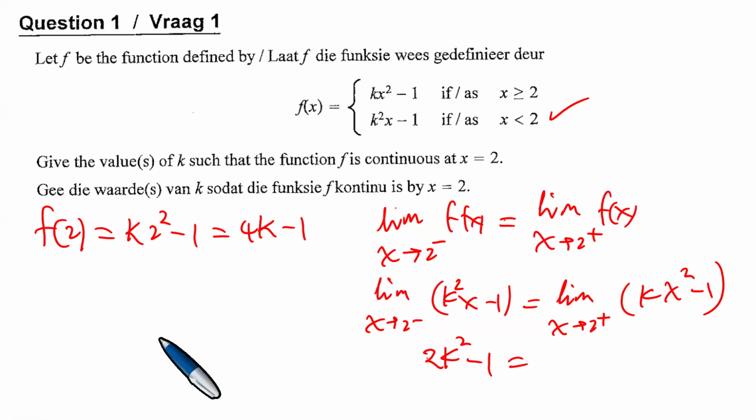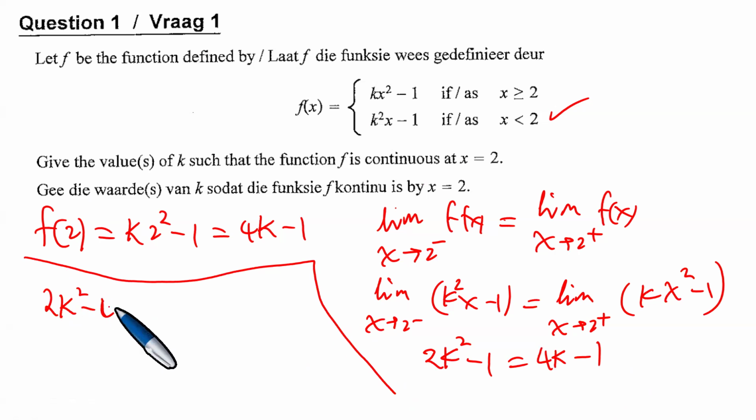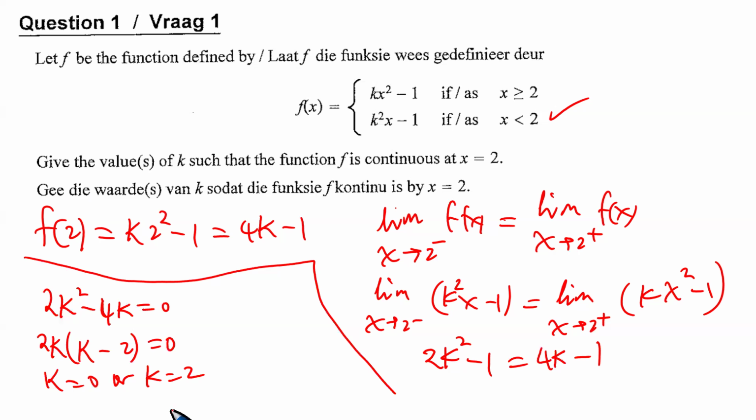Right, which is exactly 4k minus 1. So we continue to unravel this. We have 2k squared minus 4k equals 0, which is k minus 2 equals 0, k equals 0, k equals 2. And therefore, these are the values of k. So we'd have that k is 0 or k is 2.